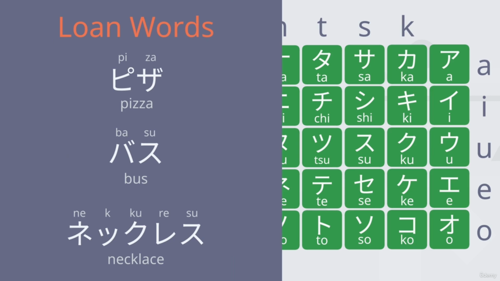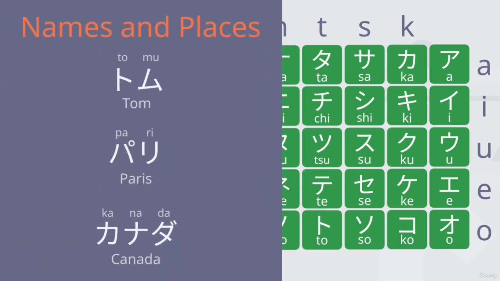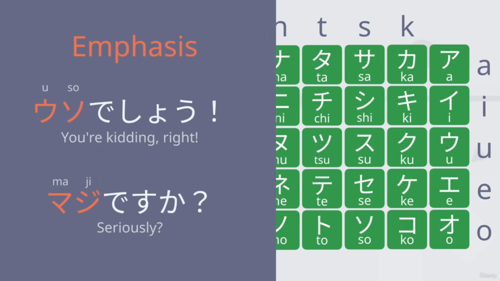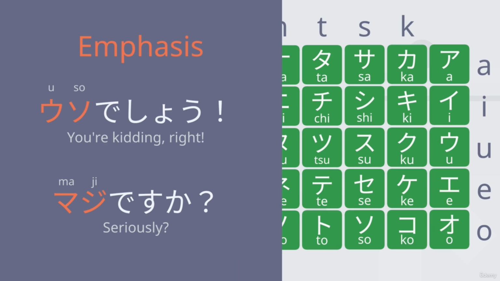However, we use katakana for words that originated from other languages. For example, pizza, which means pizza, basu, which means bus, and necklace, which means necklace. We often refer to these words as loan words. You'll also see foreign names and places written in katakana, like Tomu for Tom, Paris for Paris, and Canada for Canada. You may occasionally see katakana used to emphasize words in a sentence, similar to the way we would bold or italicize words in English.